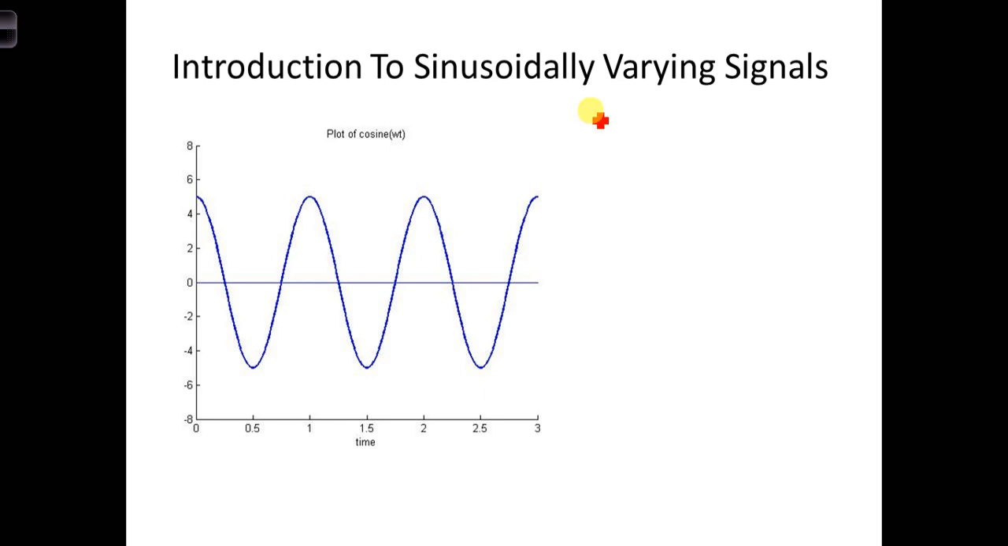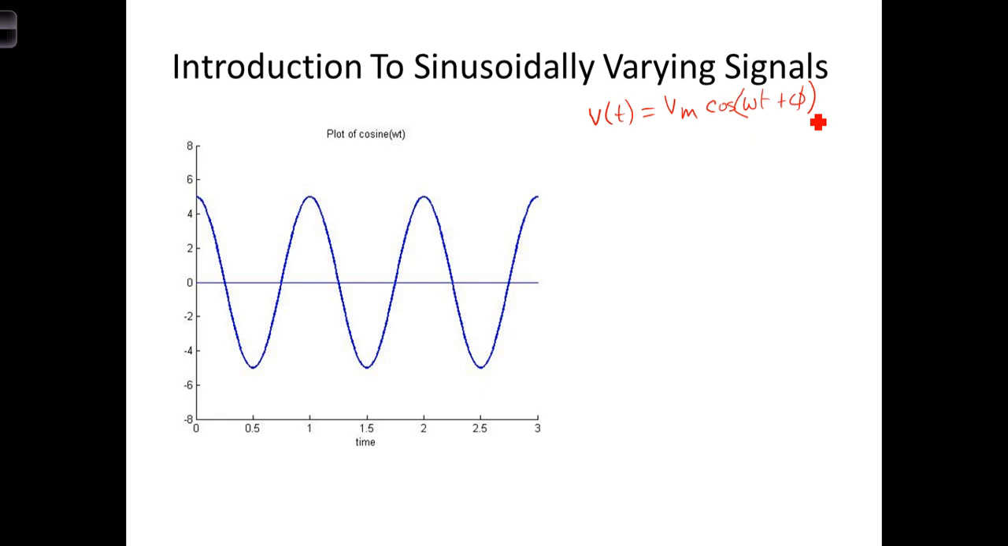By sinusoidally varying, I mean anything that could either be modeled as a sine or a cosine. So for example, let's just talk in terms of voltage. As I'm an electrical engineer, let's talk in terms of voltage. It's a time-varying voltage that we would model as having some amplitude V sub m times this cosine of omega t plus some phase angle phi.